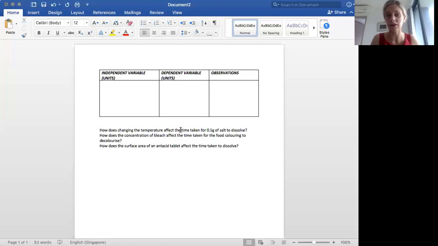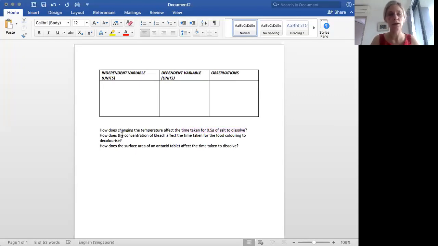Now that is the entire dependent variable, not time. Okay, so in your table, you must write the entire dependent variable. You are measuring the time taken for 0.5 grams of salt to dissolve. So that whole section should be listed as your dependent variable. And because it's rate, we always measure the time in seconds, not minutes, it is in seconds, guys. So your unit should be seconds. And then obviously observations would be anything you would see.